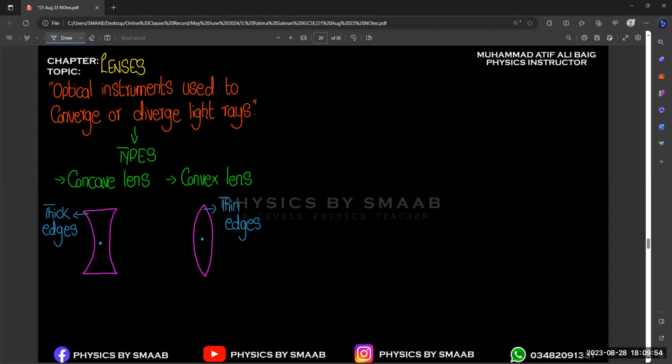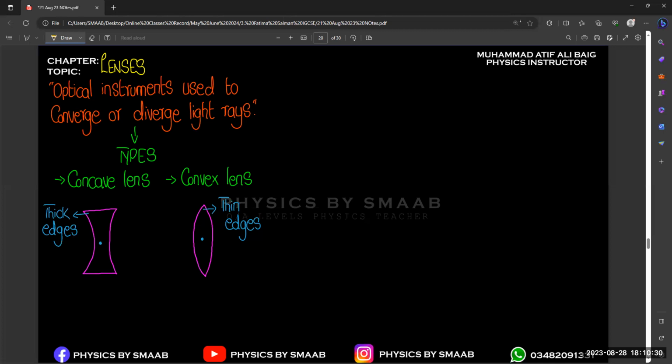That we need to discuss, but most important in this chapter or in your syllabus is the convex lens, because when we talk about their properties, their image formation, only the convex lens has multiple ray diagrams and multiple concepts. But the concave lens has only one concept, so we only need to discuss one concept for the concave lens, but multiple concepts for the convex lens, right? But before that, let's discuss some properties related to the concave lens and convex lens.